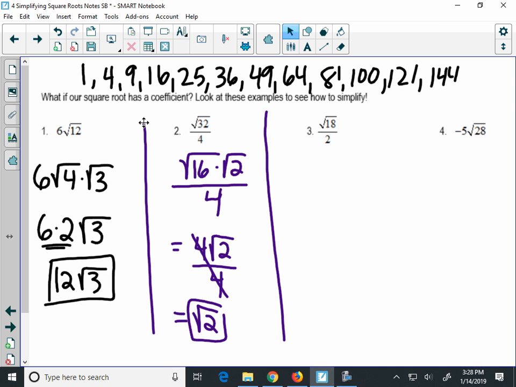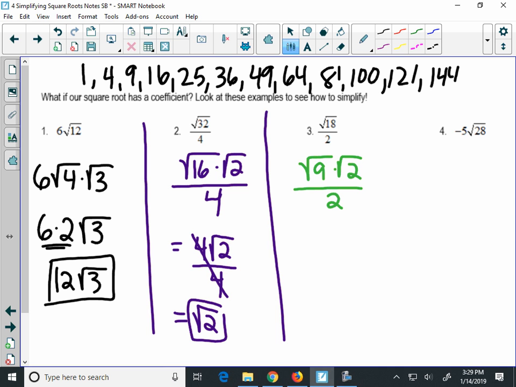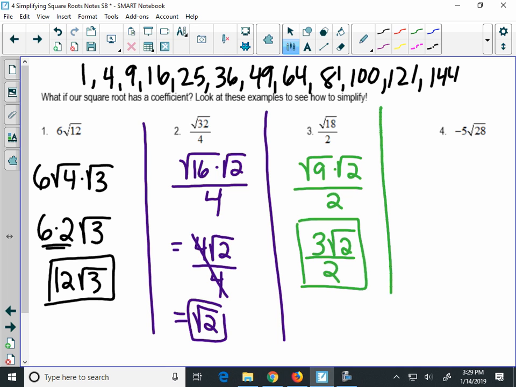Number 3. Same thing as the last problem. Square root of 18 is 9 times 2. So I'm going to rewrite that as radical 9 times radical 2 over 2. Well, radical 9 is 3 radical 2 over 2. And I can't simplify anything. The radical 2 and 2 are not like terms, so I can't cancel them. And 3 over 2 don't simplify.